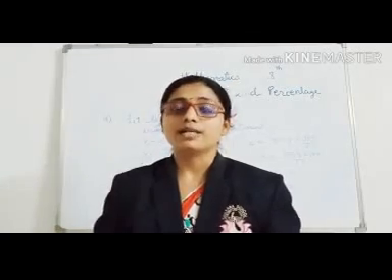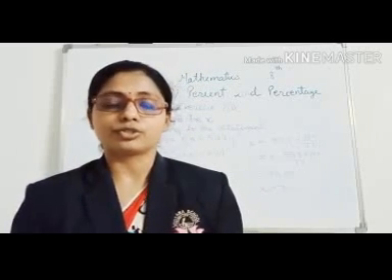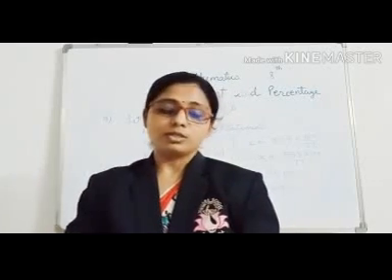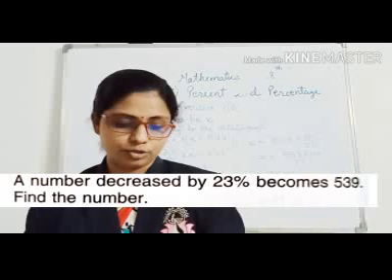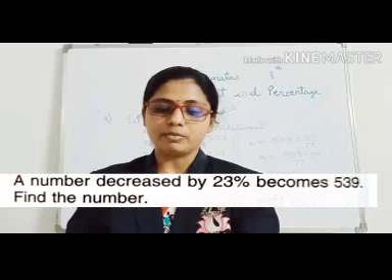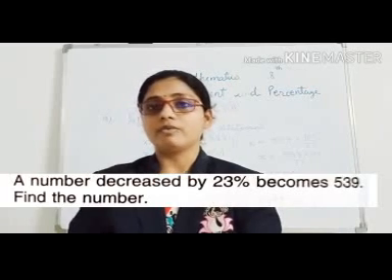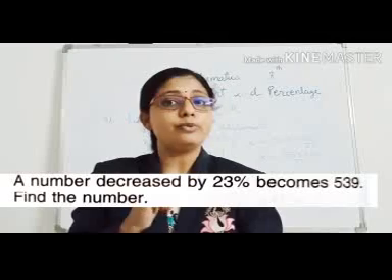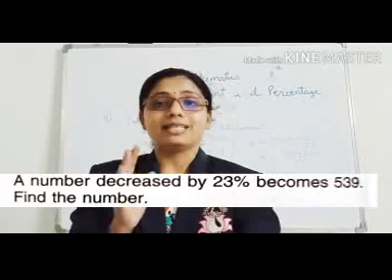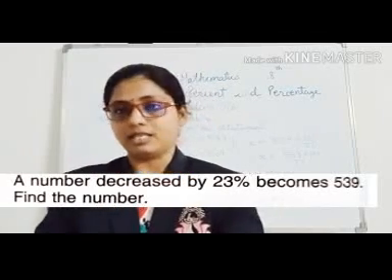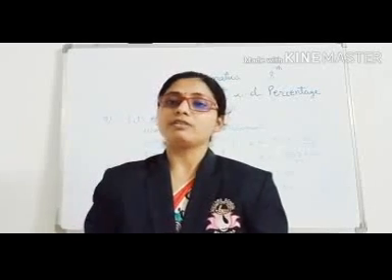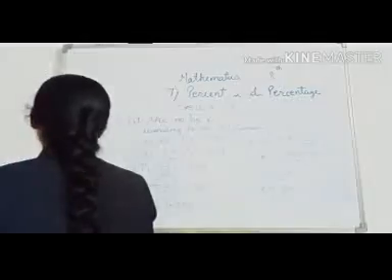Now, let us have a look at a different type of question based on percentage from your exercise 7b, the ninth question. Let us read the question and find the solution. A number decreased by 23% becomes 539. The number's value is not given to you, and that number is decreased by 23%, then its value becomes 539. So, find the number. How will we find it?